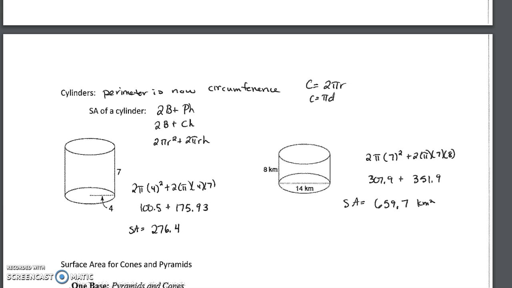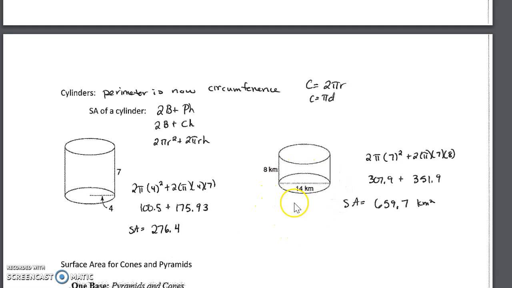Cylinder. If you look at this first one, you have a height of 7 and a radius of 4. If you follow along with this formula, you'd get 2 pi 4 squared, that's your radius, plus 2 pi 4, 4 is your radius, and 7 is your height. Plug that all into the calculator, and you would get 276.4. Go to the next cylinder over here.